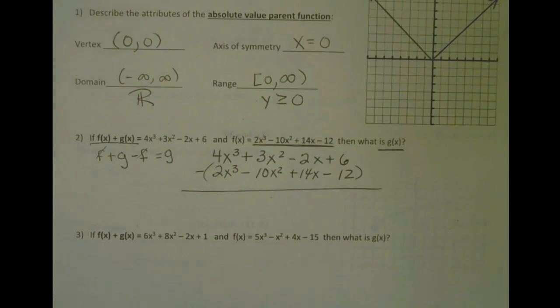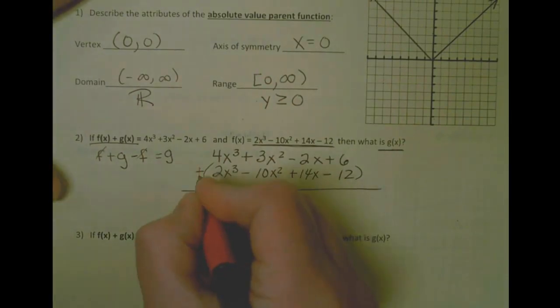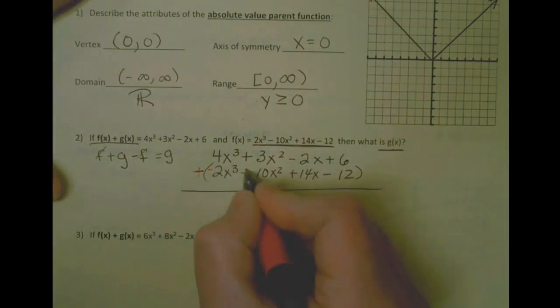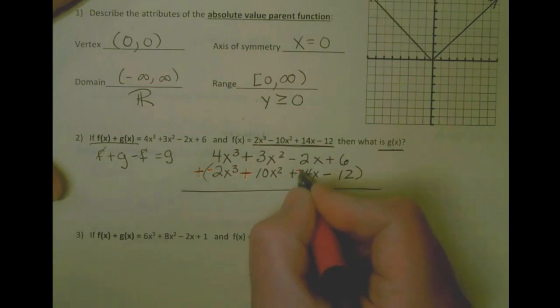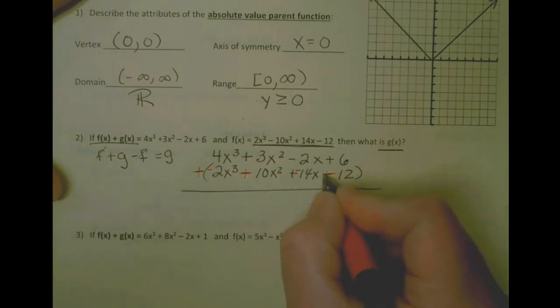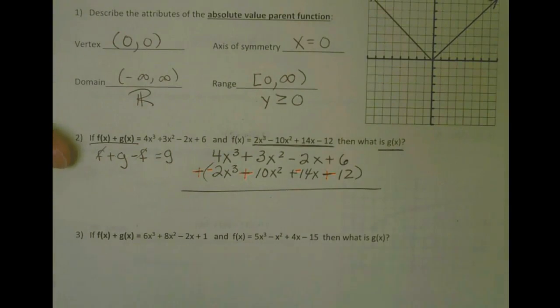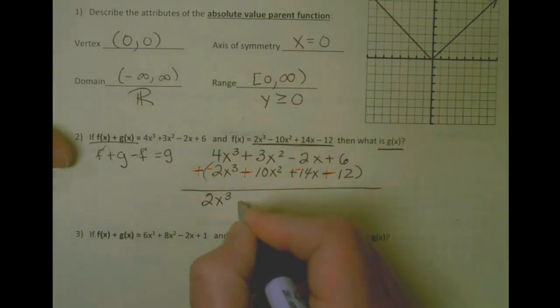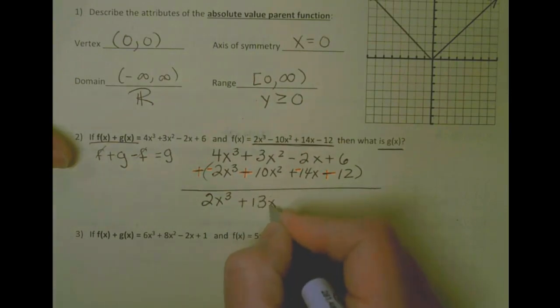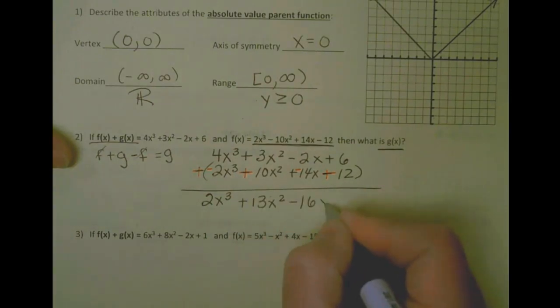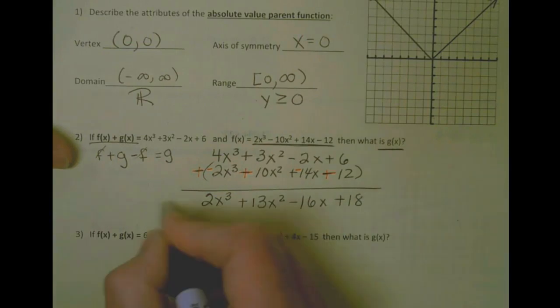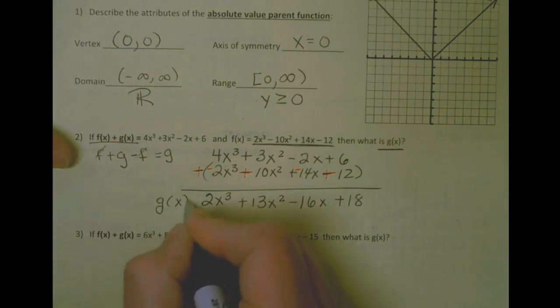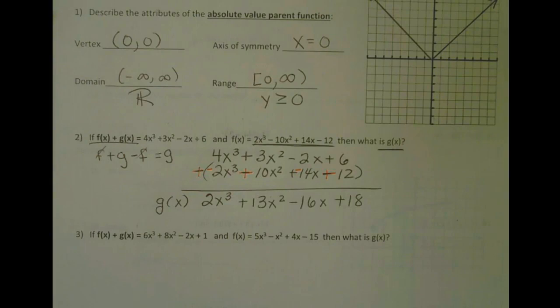In order to subtract so that you don't make a sign mistake, subtracting is the same as adding the opposite sign. And so change all the signs and add up the columns. 2x to the third plus 13x squared minus 16x plus 18. That is what g of x is equal to.